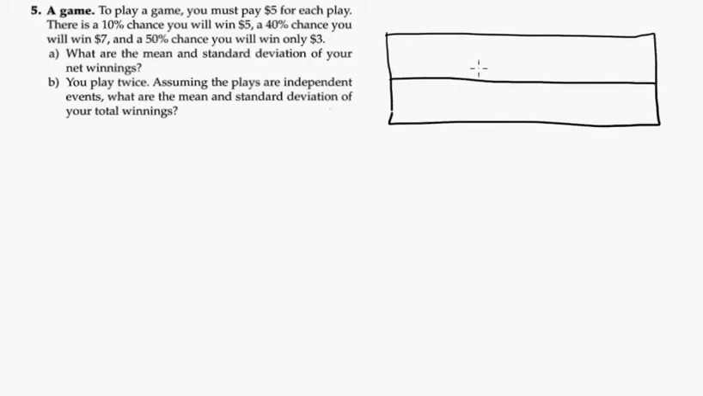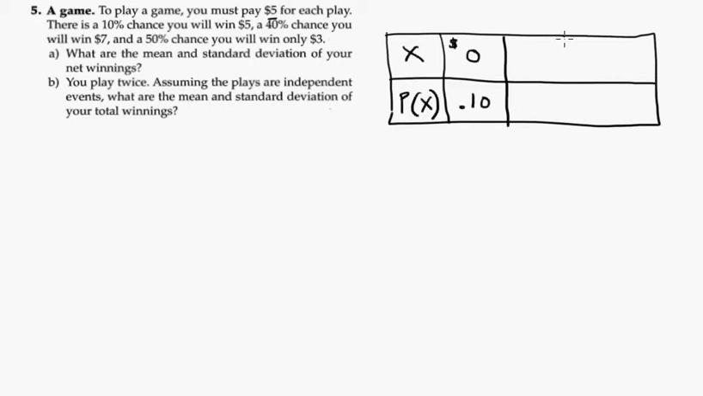So I'm just going to say, be kind of boring, my random variable is going to be x, and the probability of x is going to be p of x. So you have to pay $5 to play the game. So there's a 10% chance of winning $5, but you have to pay $5. So that's going to be 0.